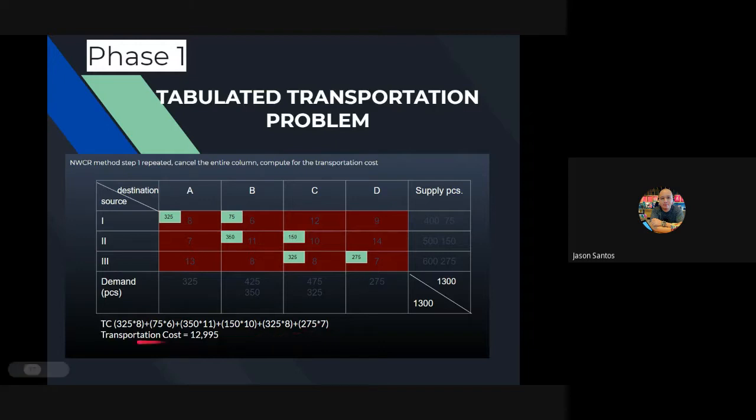So when you do all of these things, you should arrive at the transportation cost of 12,995. So that is the amount that you need to prepare in order for you to be able to transport all of these supplies to all of these locations coming from three different sources. So I hope we were able to understand this.